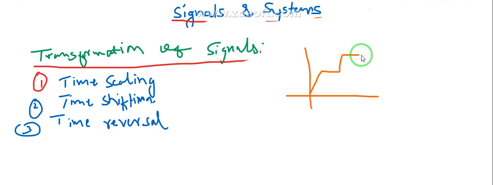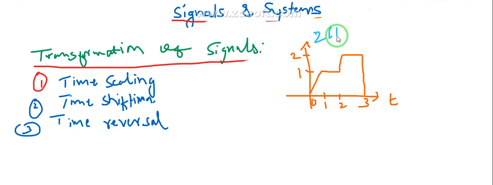Let us consider this signal. Don't bother about the amplitude. These are 1 and so on, and consider this as t. This has 1, this has 0, this has 2, this has 3. This is one basic signal. Let us give it some notation, z of t.